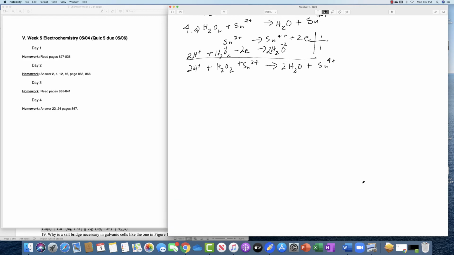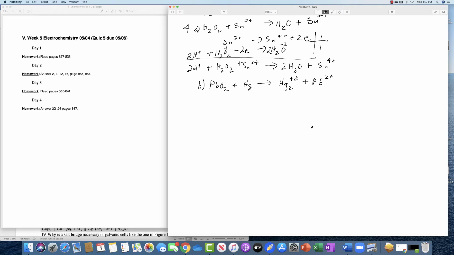I'll leave that on the screen so you can see it. If we look at the next one, which is B, B is PbO2 plus Hg goes to form Hg2 2+ plus Pb2+.